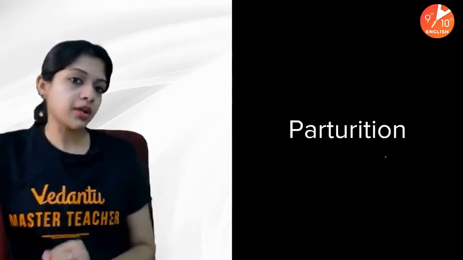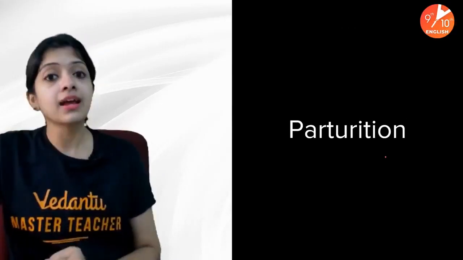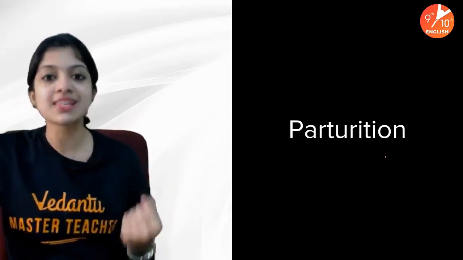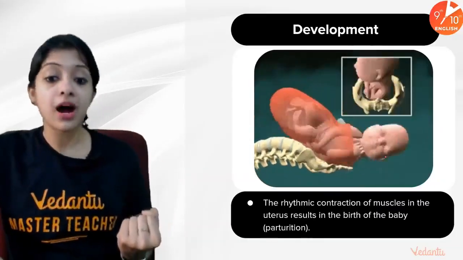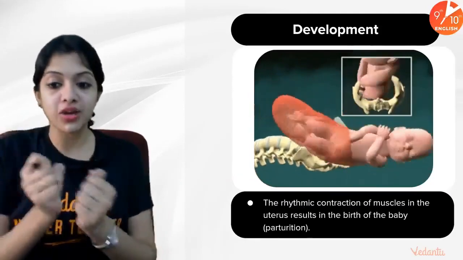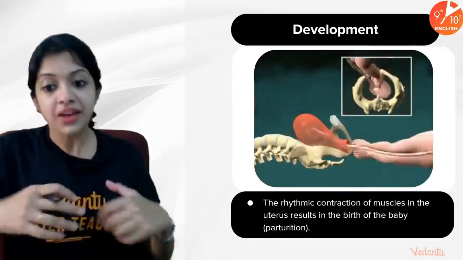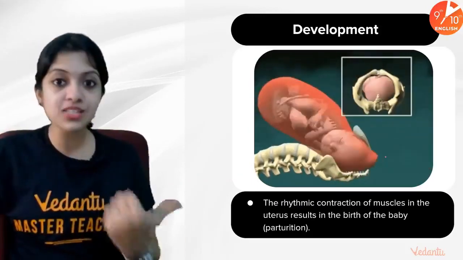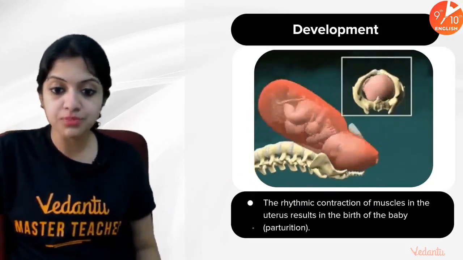Now what happens at the end of the 9 months? The baby has to be delivered. The baby has to come out into this beautiful world. And that act is what we call parturition. The rhythmic contraction of muscles in the uterus results in the birth of the baby. So labor or birth of the baby is what we call parturition.